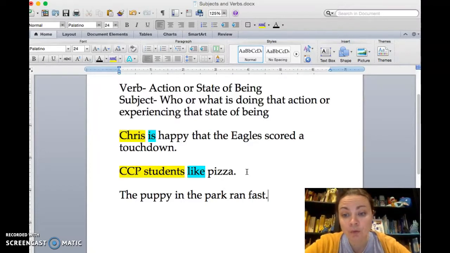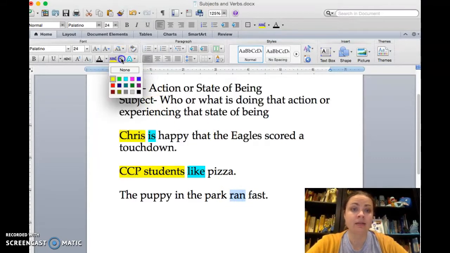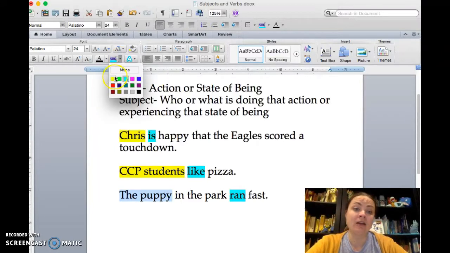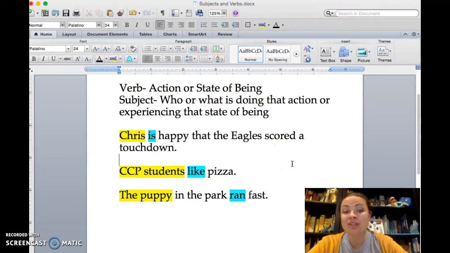The puppy in the park ran fast. So we want to come up with our action or state of being. And here it is, ran. And then who ran? Did the park run? Did fast run? Nope. It was the puppy. So we've got the puppy right here, and we're going to highlight that in yellow. In order to know what a subject is, you really need to know what the verb is. So I would say identify the verb first and then identify the subject.